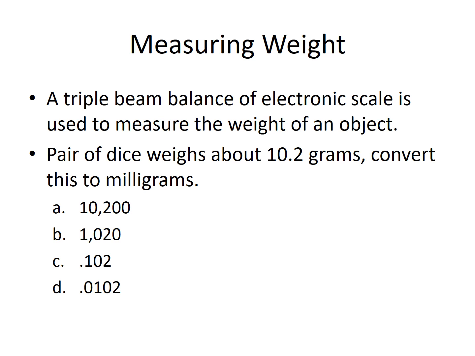In the lab, either an electronic scale or a triple beam balance is used to measure weight. Mass is a measurement of the amount of matter that an object contains and is expressed in grams. Technically, weight is the measurement of the gravitational pull on an object times the mass. We generally use the terms weight and mass interchangeably. A pair of dice would weigh about 10.2 grams. Convert this weight into milligrams.